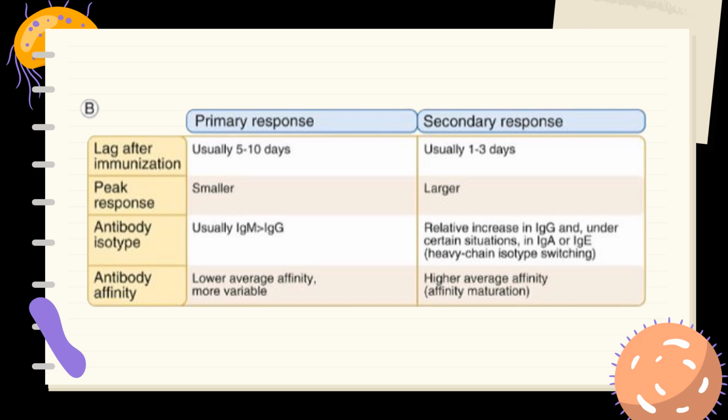The primary immune response, occurring at initial antigen exposure, is relatively slow, lasting 5 to 10 days, has a smaller peak response, and usually produces IgM antibodies. There is lower average affinity as well. The secondary response is relatively faster, lasting 1 to 3 days due to memory B cells, and has a larger peak response. We will also see heavy chain isotype switching. This immune response is the basis for long-term immunity and vaccination.